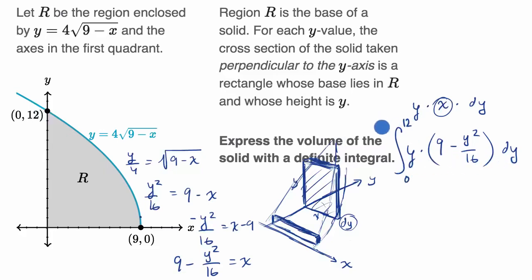But this is actually a definite integral that you could solve without a calculator. If you multiply both of these terms by y, then you're just going to have a polynomial in terms of y, and we know how to take the antiderivative of that and then evaluate a definite integral.